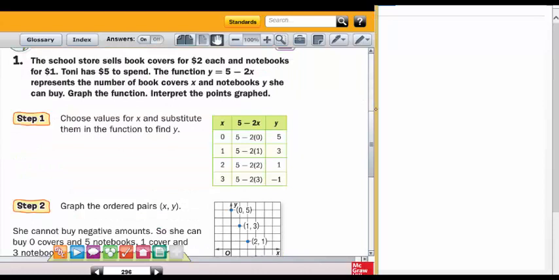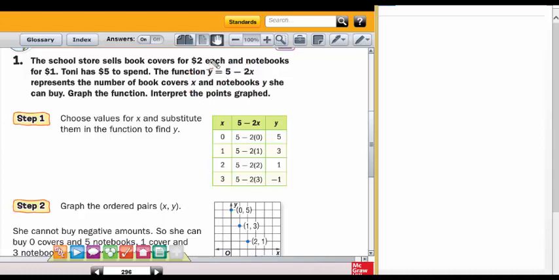In example number 1, they tell us that the school store sells book covers for $2 each and notebooks for $1. Tony has $5 to spend. The function y equals 5 minus 2x represents the number of book covers x and notebooks y she can buy. Graph the function. So now think about this for a minute. Y is going to be the notebooks, x is going to be the book covers, and we start out with 5 because we have $5 to spend. So we have $5 minus the money we spend on book covers. 2 times x will yield how much money we have left to spend on notebooks.